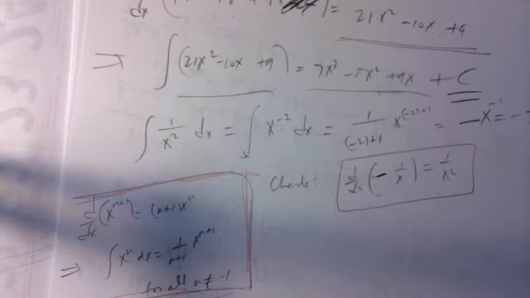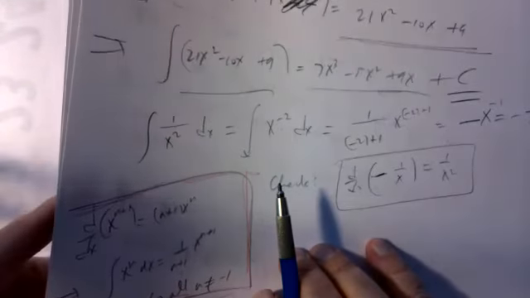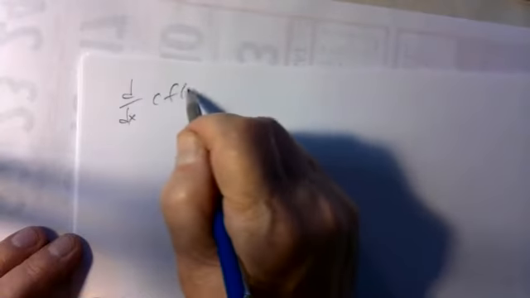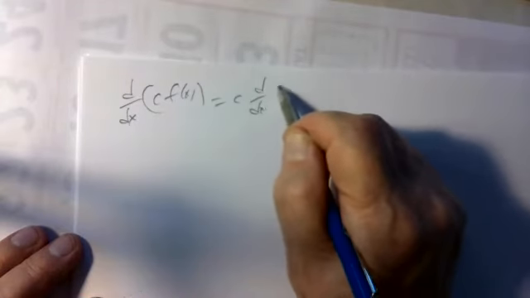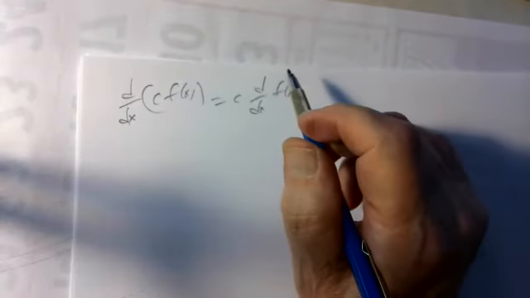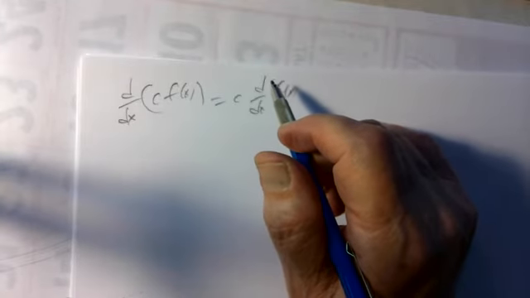What are some rules about antiderivatives? Well, because every differentiation formula leads to an integral formula, let's review two of the basic rules about derivatives. One says the derivative of a constant times the function is a constant times the derivative of the function.